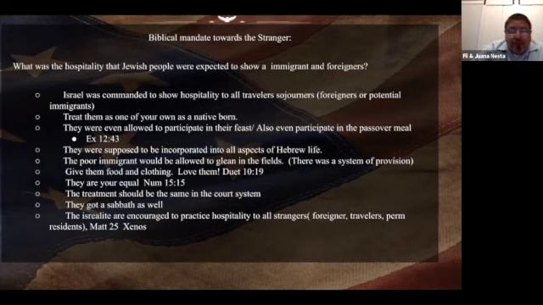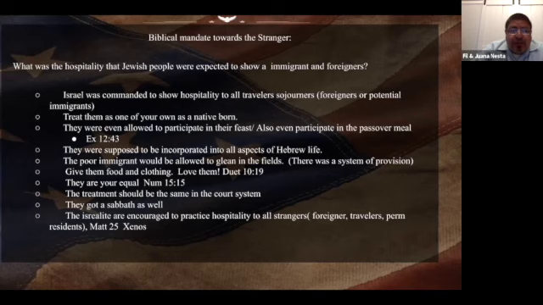So can you imagine? God was already revealing His ultimate plan that is revealed in the New Testament, to extend His plan of salvation even to the foreigners beyond Israel. They were supposed to be incorporated into all aspects of Hebrew life. The poor immigrants, the ger, would be allowed to glean the fields. So there was a system of provision. Give them food and clothing, love them, like Deuteronomy 10:19 says. And they are supposed to be equal to the native born.